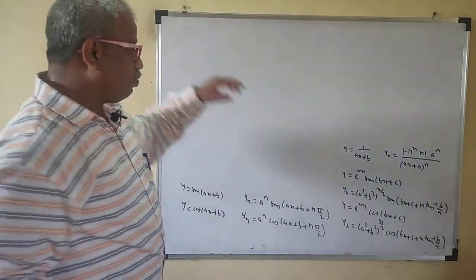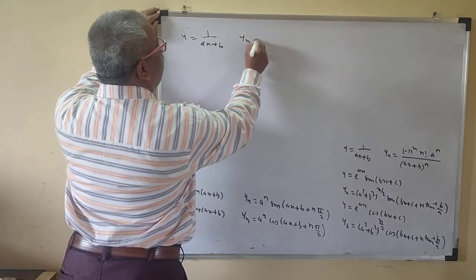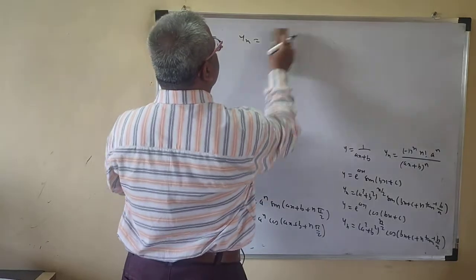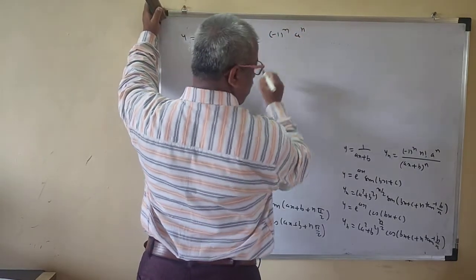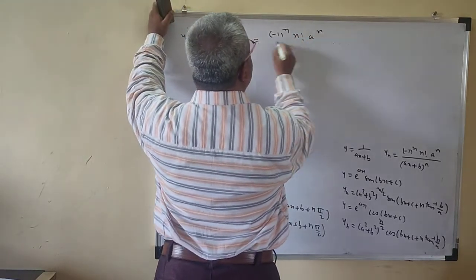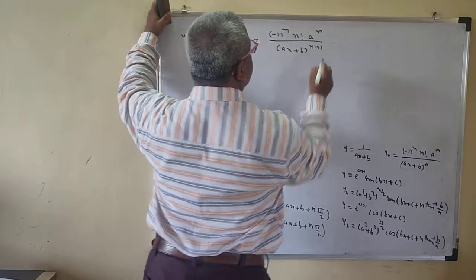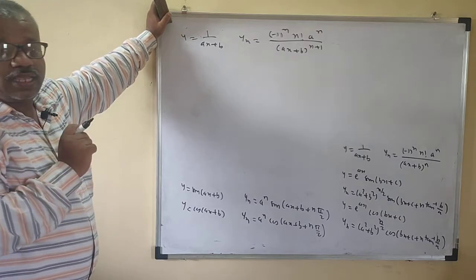Now suppose y is equal to 1 upon ax plus b. Then what is yn? Minus 1 raised to n first we write, right? So first we write minus 1 raised to n, a raised to n, n factorial should be there. N factorial, a raised to n upon ax plus b raised to n plus 1. For log there is n only, but for 1 upon ax plus b there is n plus 1.